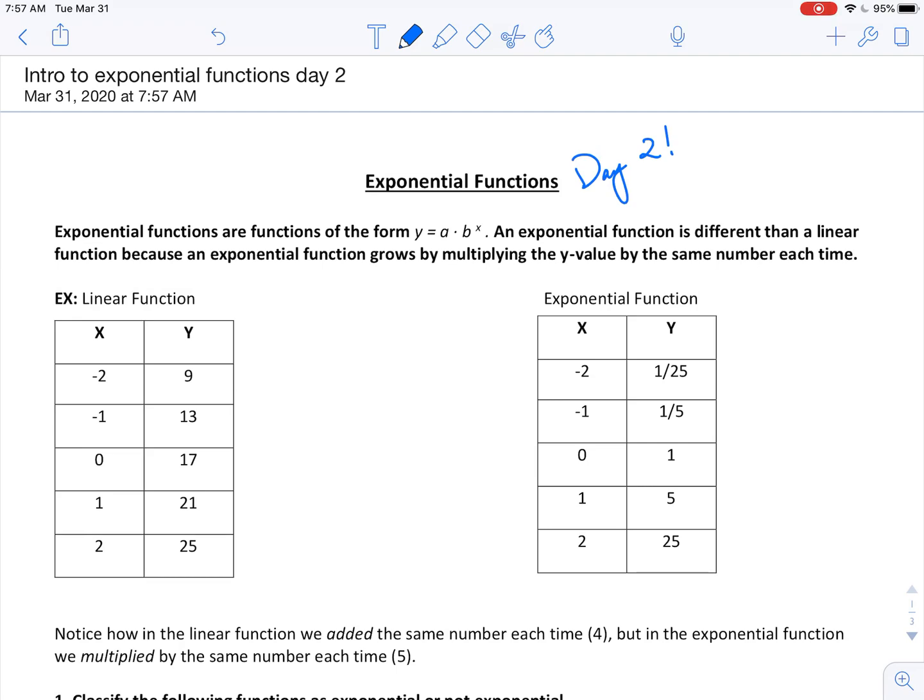All right, happy Tuesday morning. We're going to go back to another day of introducing exponential functions.